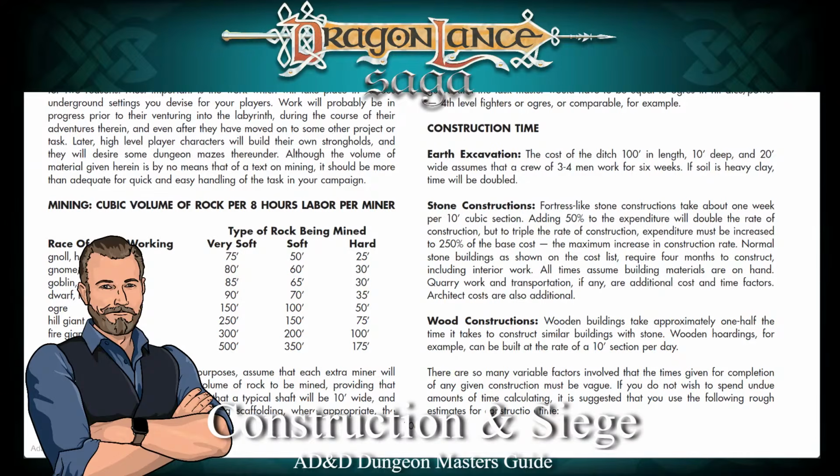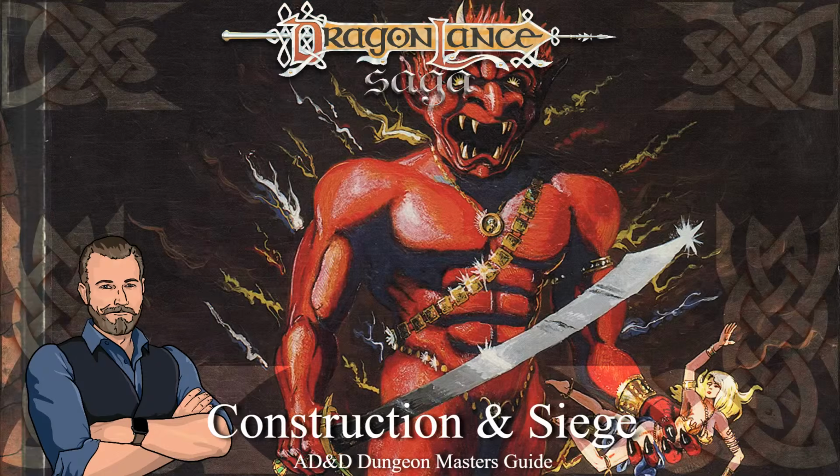So we've got the race of the miner working, the type of rock being mined, and the depth per hour they can reach. Multiple workers. For game purposes, assume that each extra miner will cause an appropriate additional volume of rock to be mined, providing that there is room in the shaft, assuming that a typical shaft will be 10 feet wide and arched to a 16-foot or so peak, including scaffolding where appropriate.